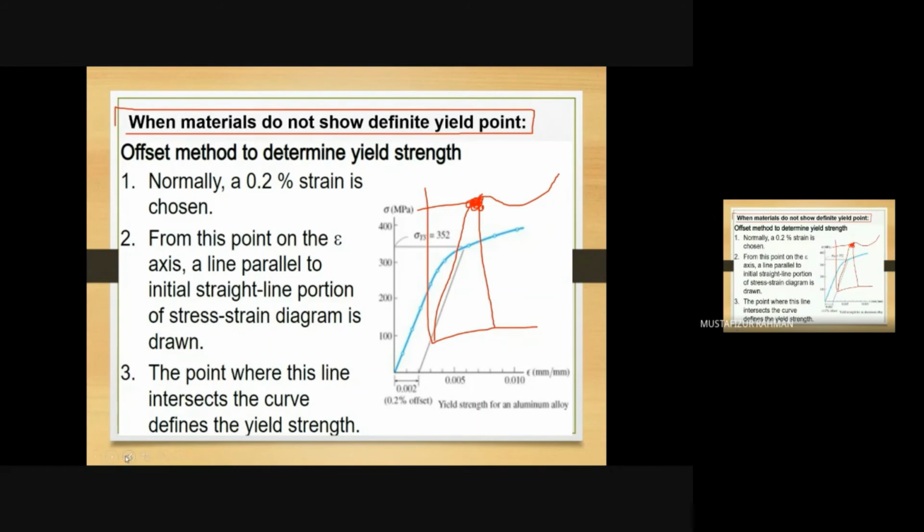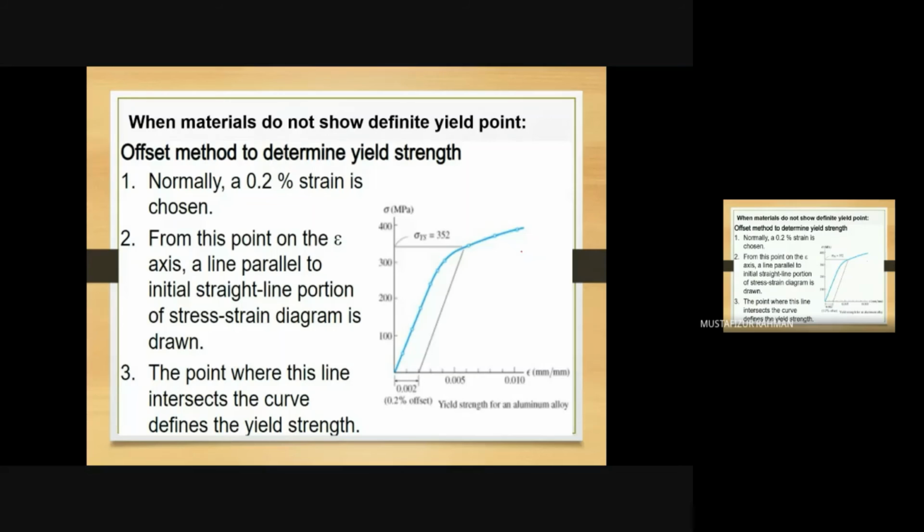But in the figure shown here, this is how the stress-strain curve is moving, so it does not have a definite yield point that we can take. So what we do is normally take 0.2 percent strain as a proof strain. This is 0.2 percent strain, or 0.002.